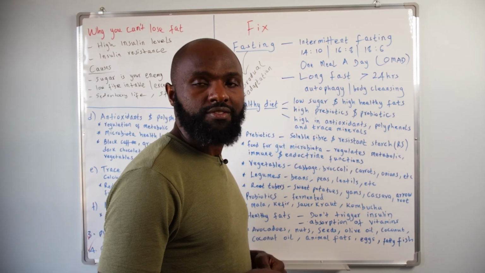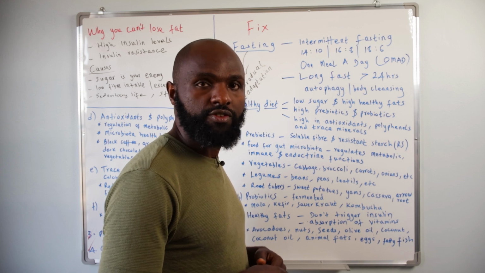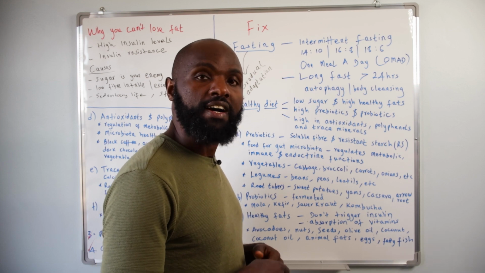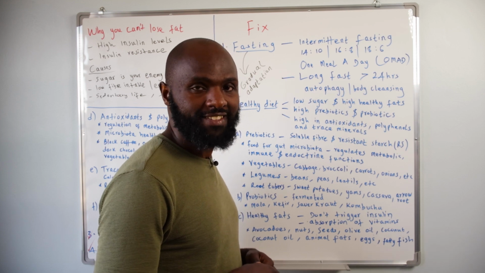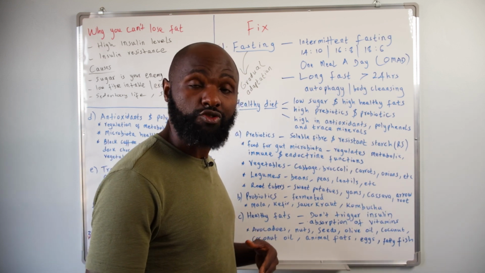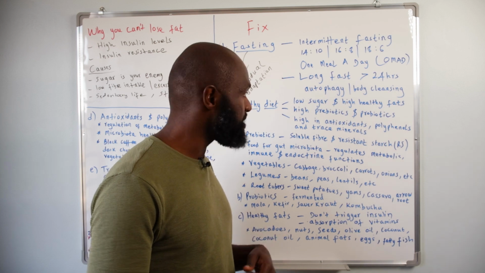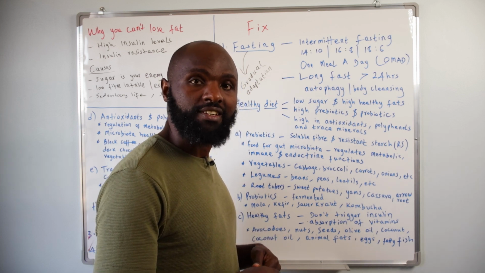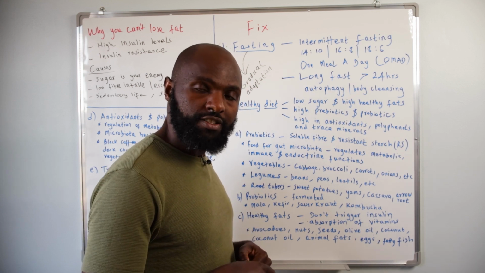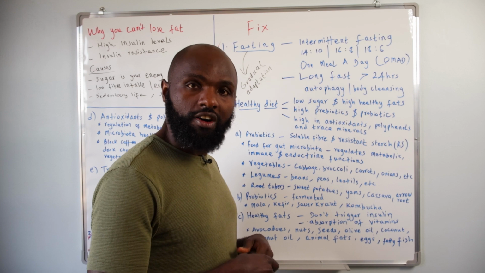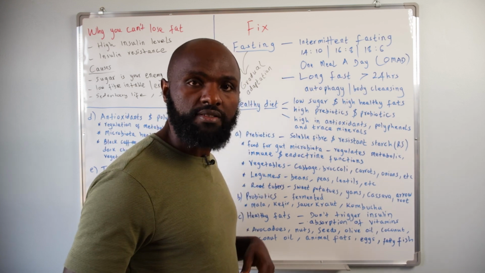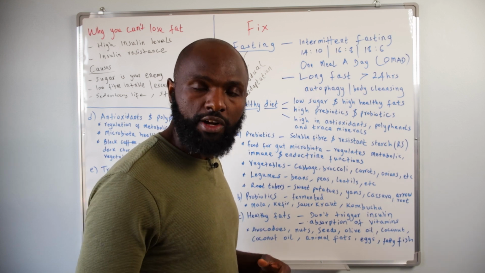The second way to reverse elevated levels of insulin and insulin resistance in your body is by having a healthy diet after you have fasted. A healthy diet is low in sugar. Remember, we said sugar is your enemy. It spikes insulin. A healthy diet contains high levels of healthy fats, prebiotics, probiotics, antioxidants, polyphenols, and trace minerals. Prebiotics are food for your gut microbiota.